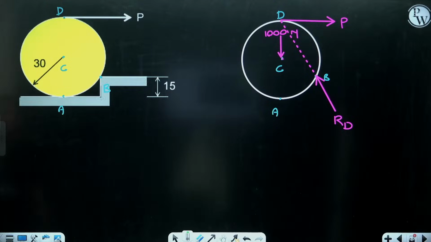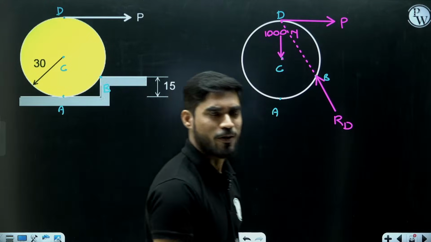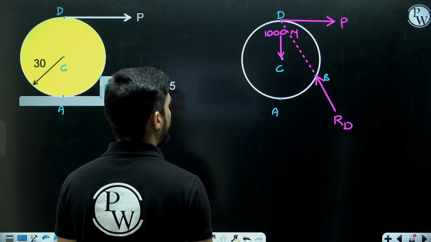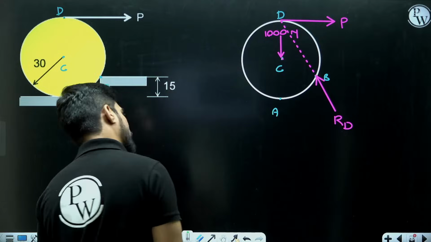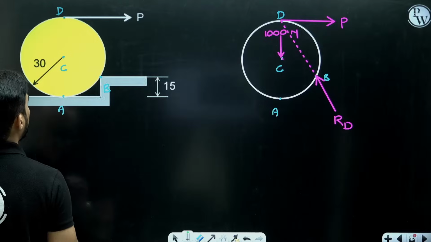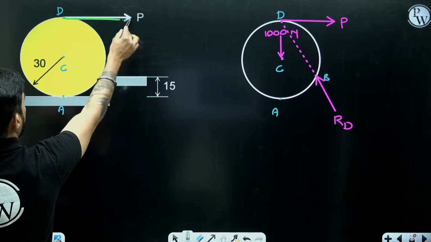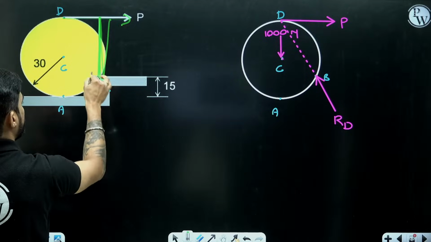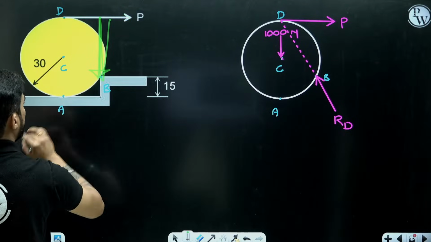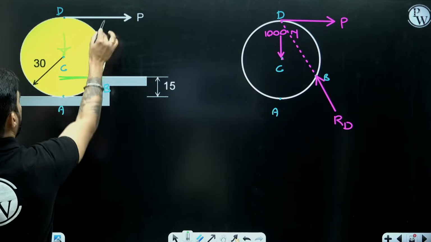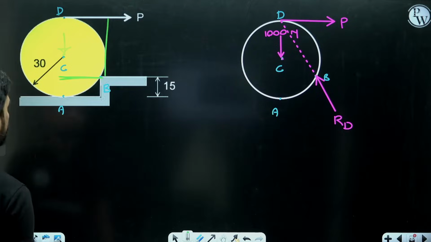I will choose the third method because it will take fewer equations to solve, right? So what I am going to do is take moment at point B. In order to take moment at point B, I have to find the distance of force P from point B. I have to find this distance, right? I have to find the distance of this 1000 Newton also from point B, and force P from point B.